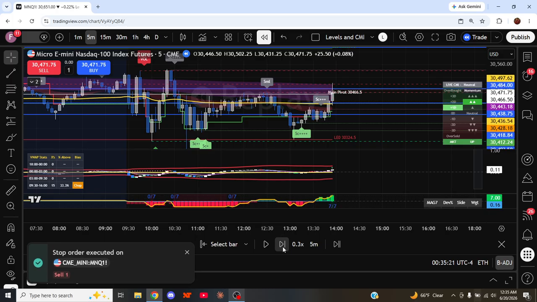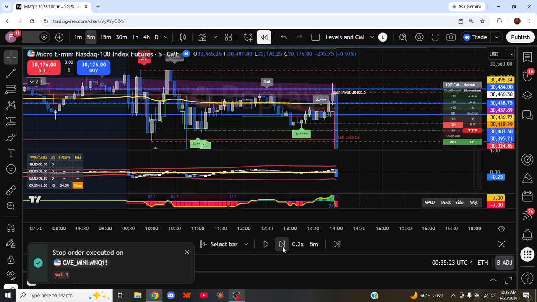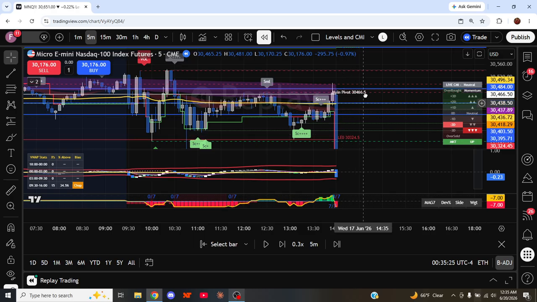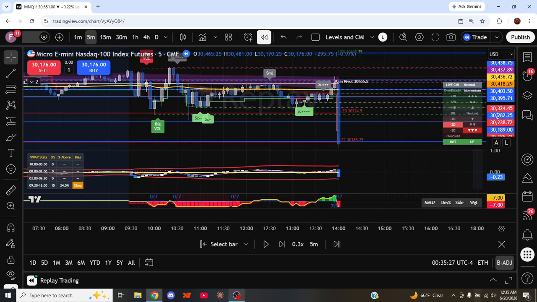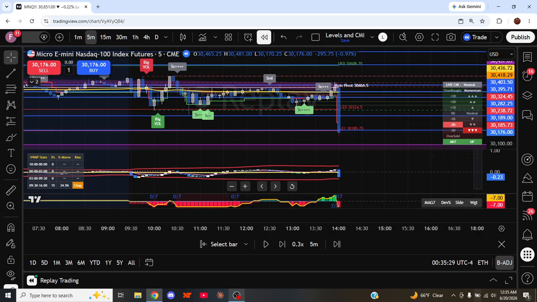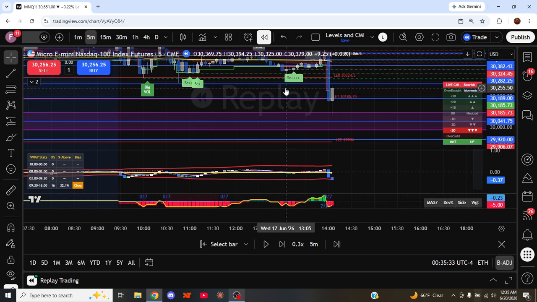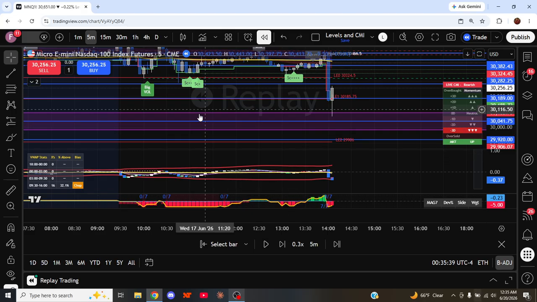Damn, shit. Lower. Whoa, holy shit. Holy fuck. Alright, well that's a big drop. And then reversal. Oh, right off of the, this was the gap. Opening gap.